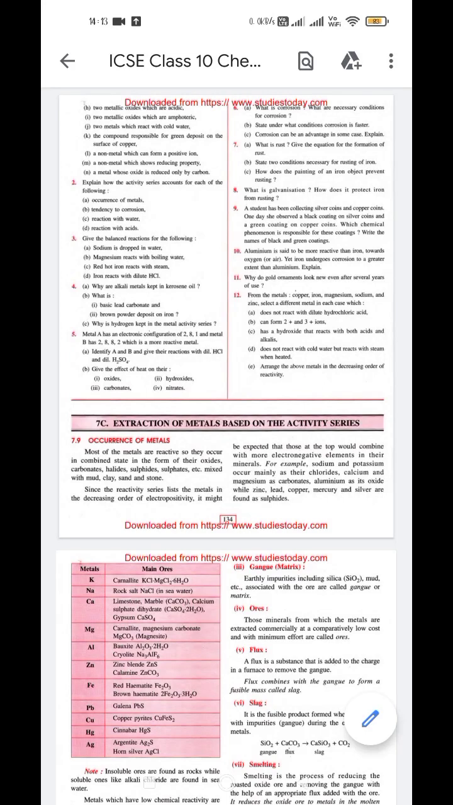So our next chapter in chemistry is metallurgy. Metallurgy is basically the process by which metals are extracted from their ores. So what are ores, or how are metals extracted? We are going to learn about that in this chapter.